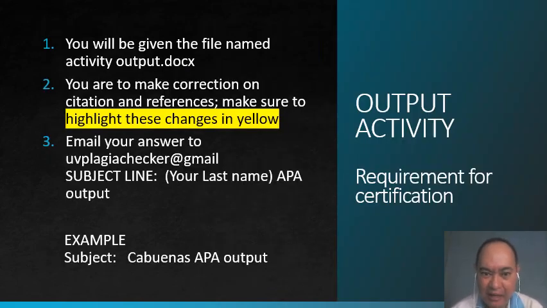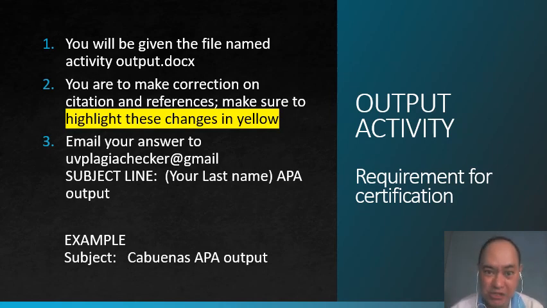Next, you are required to do the following. You will be given the file named activity output.docx. This file comes from students. I want you to correct these files, make the changes if appropriate, and arrange the citations in the proper order. Check each citation if each reference cited in the reference list is found on the two-page sample.